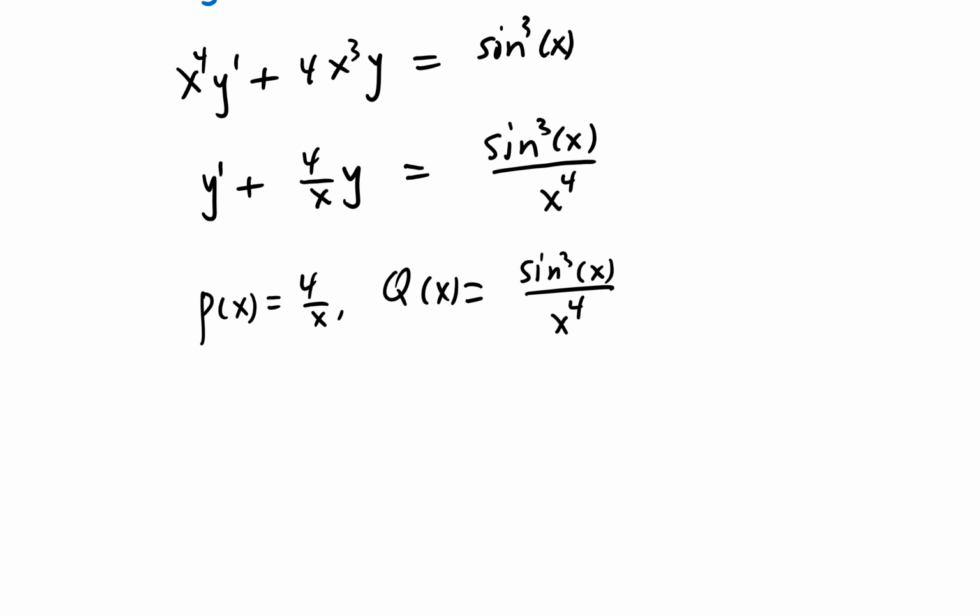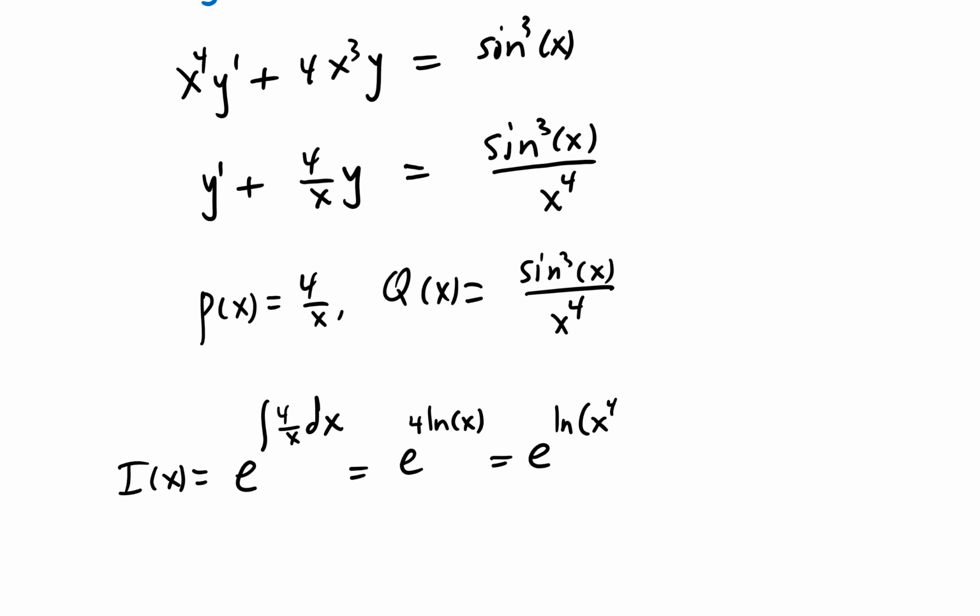I need to find I of x. I of x is given by the formula e raised to the integral of p of x dx. If you pull the 4 out, the integral of dx over x is the natural log of x. To simplify this further, bring the 4 up and it becomes x to the 4th. And e to the natural log of x to the 4th is x to the 4th. e to the natural log of anything is the thing itself. So I found I of x.